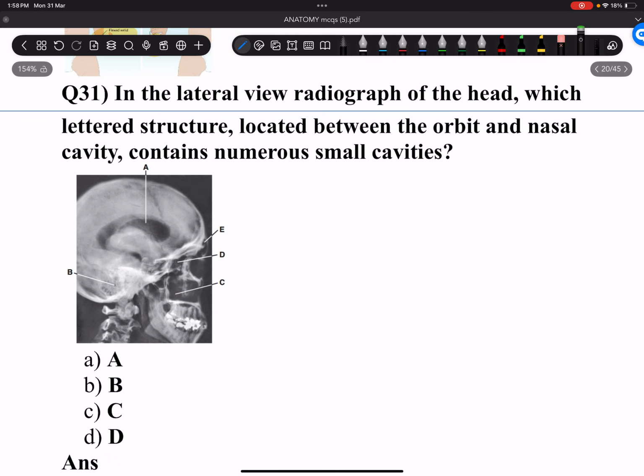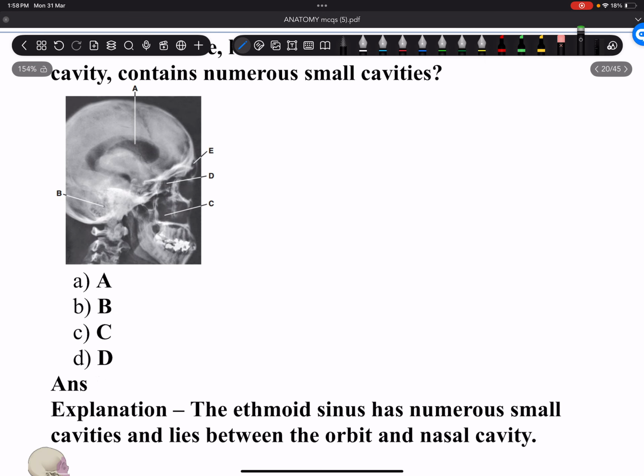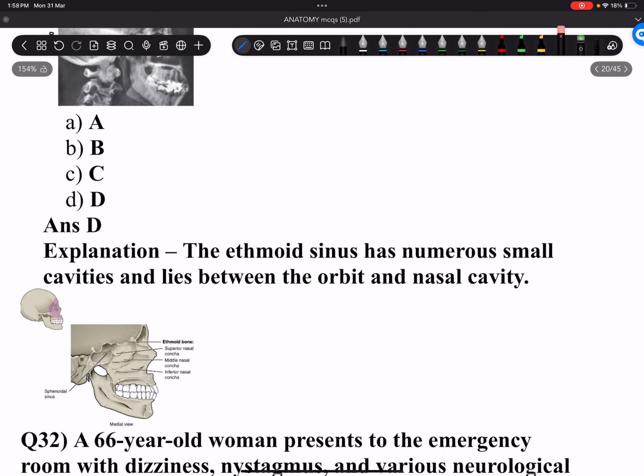And what we want is the structure between the orbit and nasal cavity. Tell me the answer. Correct, the answer is D. So let's see the explanation behind it.